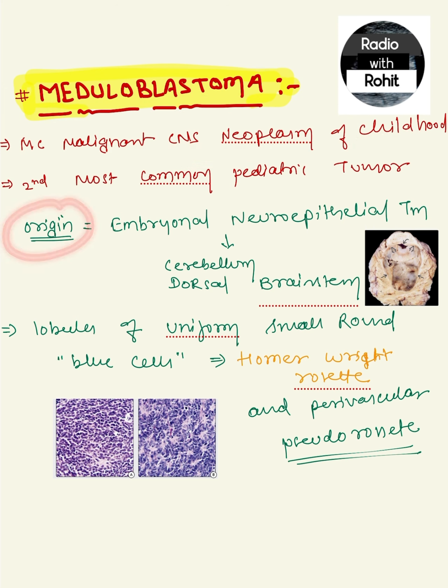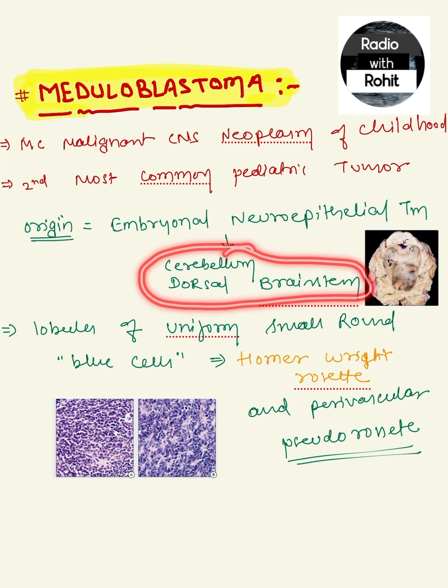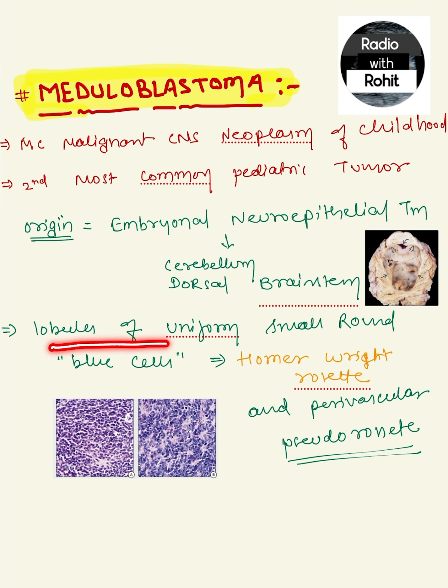The origin of this medulloblastoma is from embryonal neuroepithelial cells. This is a neuroepithelial tumor. Cerebellum and dorsal brainstem are the most common location. On histopathology, we will get lobules of uniform small round blue cells.